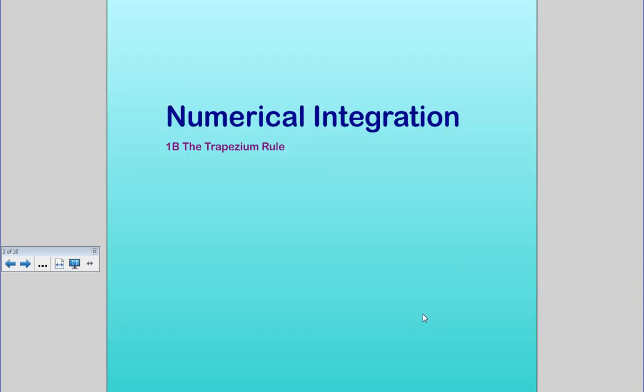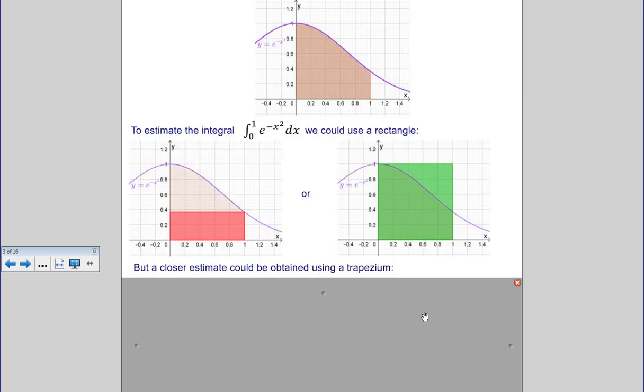Today we're going to look at numerical integration using the second of the two methods you're expected to know for A-level. So this method is the trapezium rule. This is what we've already done. We've looked at using rectangles to either under or overestimate an integral.